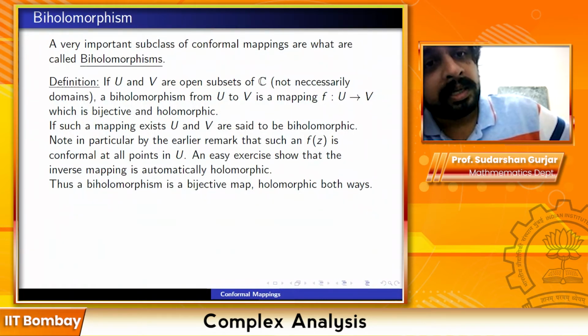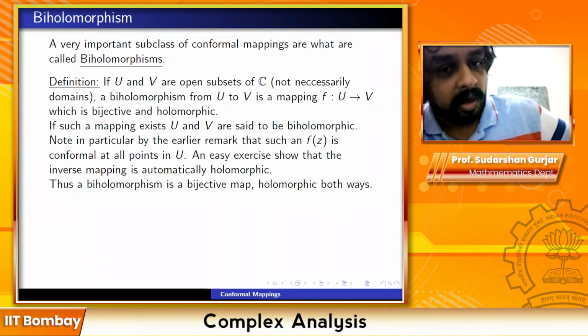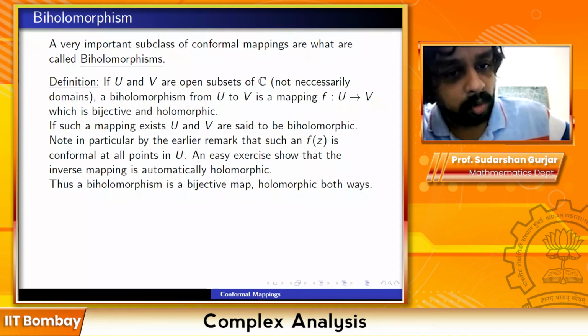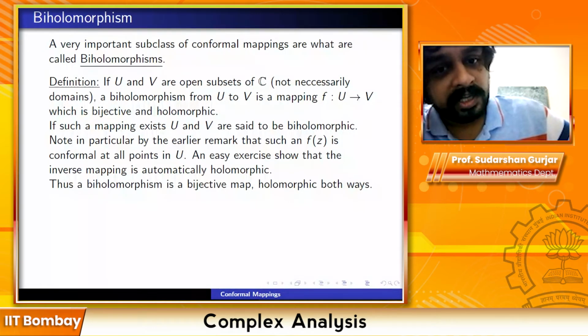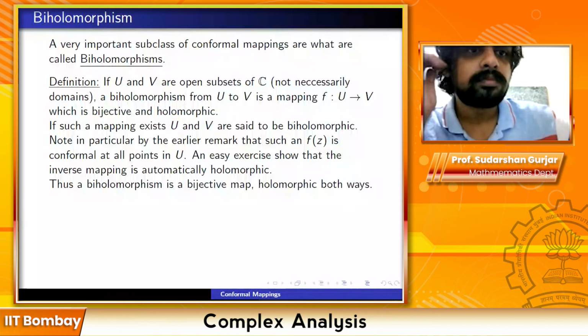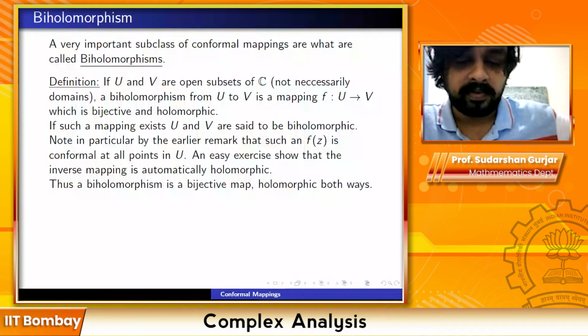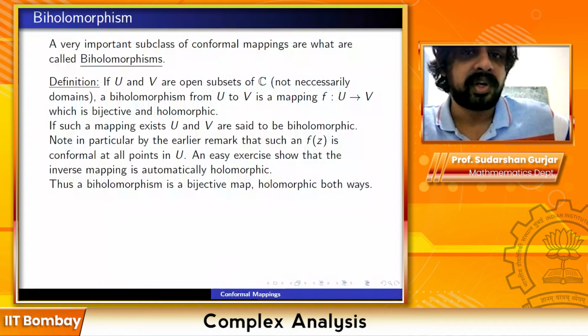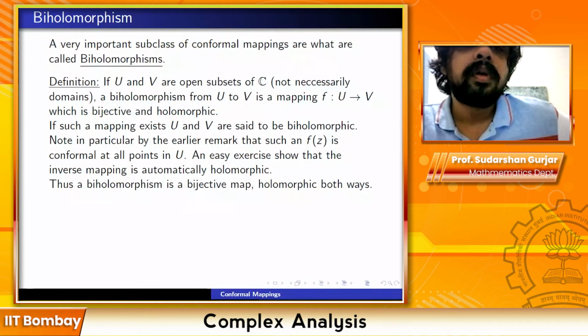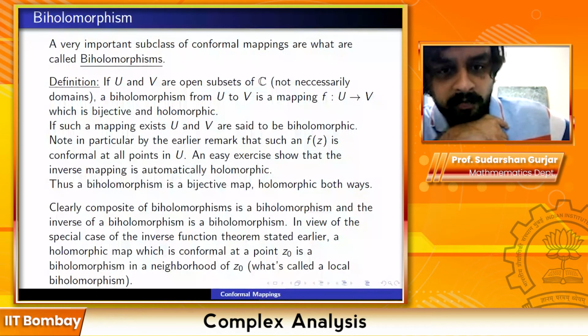So if you have a bijective holomorphic map, the inverse function is automatically guaranteed to be holomorphic. So thus a biholomorphism is a bijective map which is holomorphic both ways. The function as well as its inverse both are holomorphic. So this is a biholomorphism. This is just a definition at this point. So clearly the composite of biholomorphisms is a biholomorphism, and the inverse of a biholomorphism is a biholomorphism.